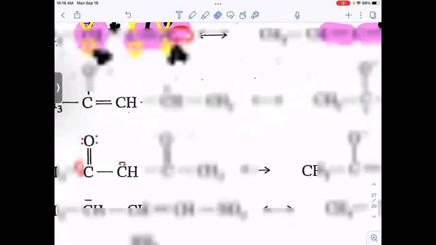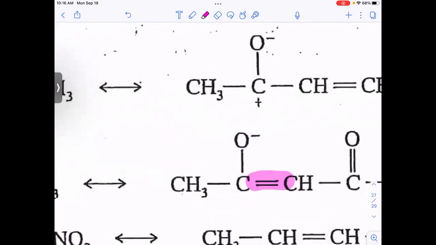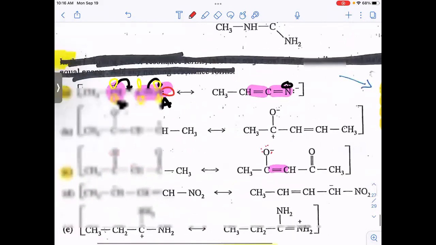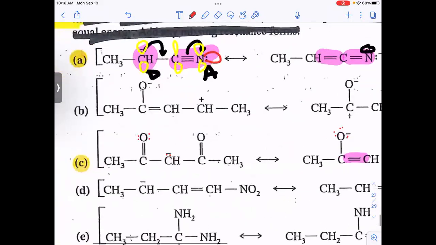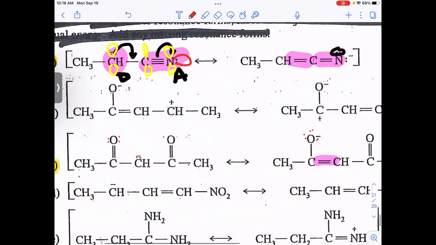The other structure is over here, and you can see where the new double bond is, right? And you see now oxygen has a negative charge, and that's because it picked up another lone pair. So what are the arrows going to look like in this case to get us from the structure on the left to the structure on the right?